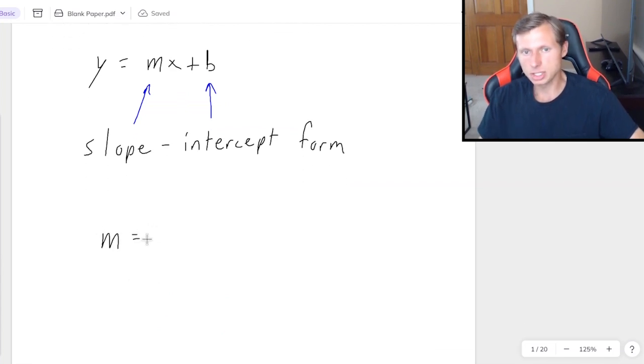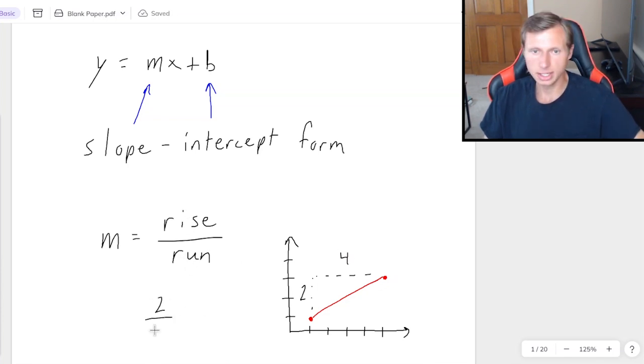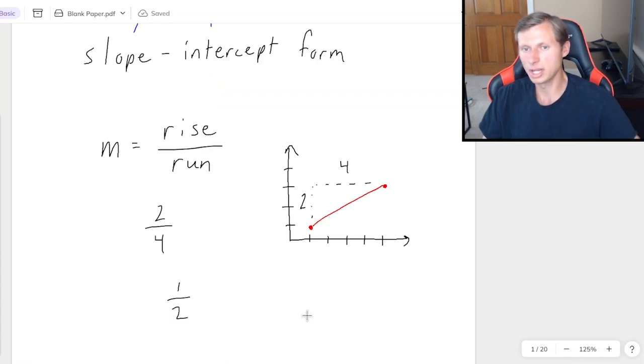So m is the slope. What is slope? Slope is typically defined as rise over run. In other words, if I were to have a graph, the rise is how high up we're going. So from this point to this point, I'm going up 2. And then the run is how far over we're going, 1, 2, 3, 4. So then in this case, the rise divided by the run is going to be 2 divided by 4, which simplifies to 1/2. And that would be the slope, m.